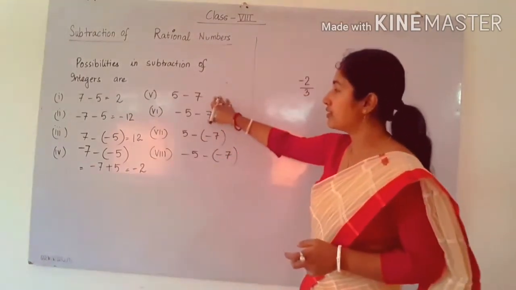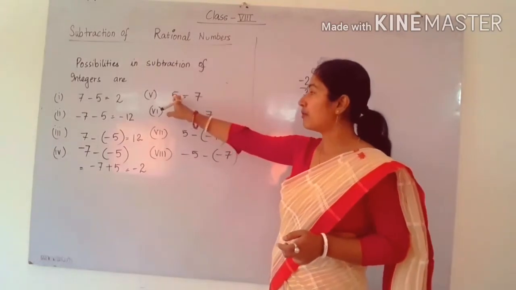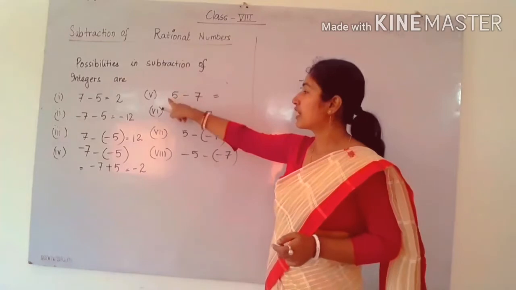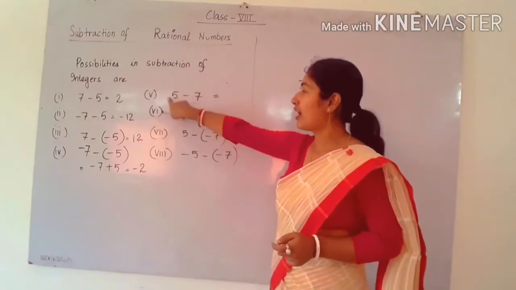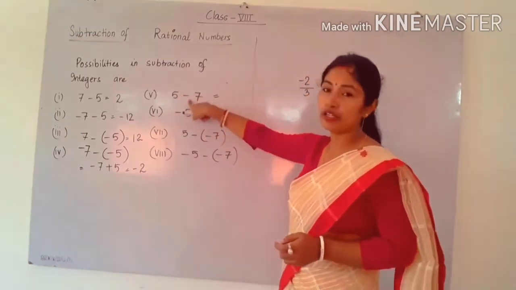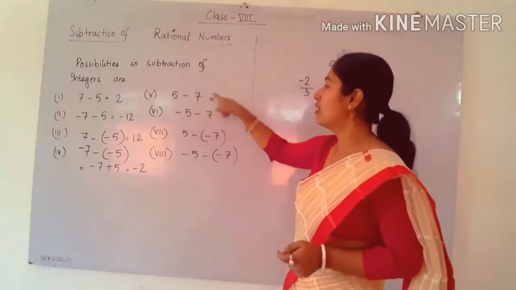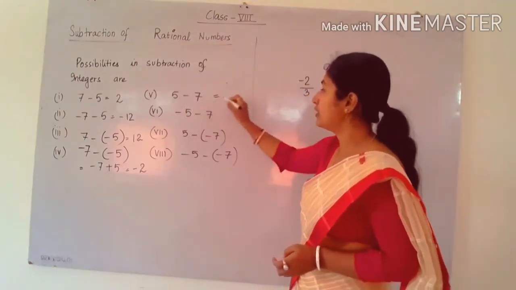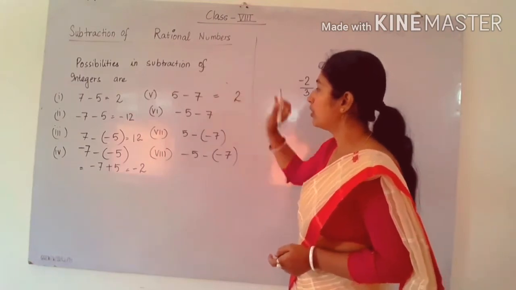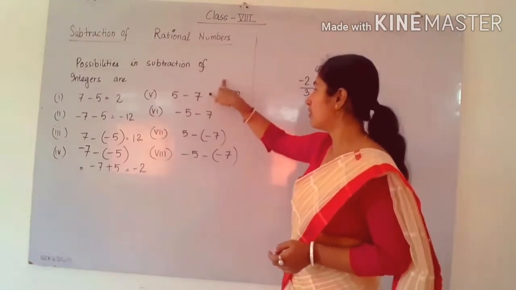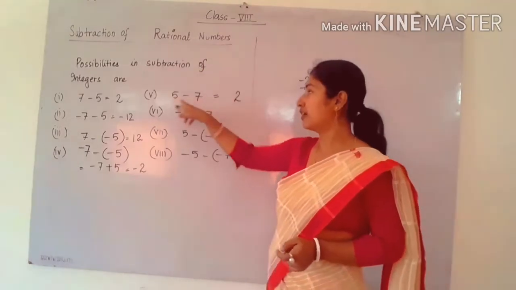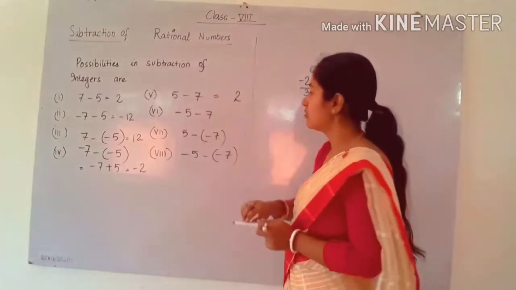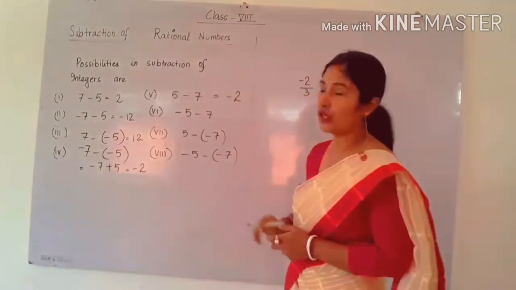Similarly, in the fifth case, here we are taking the smaller number first, the greater number second. Here also, 5 is positive, 7 is in minus. So opposite signs, then we have to do subtraction. After doing subtraction, the answer will be 2. And what symbol will we use? You have to check the greater number. The greater number is 7. Before 7, the minus sign is present. So you have to use minus.